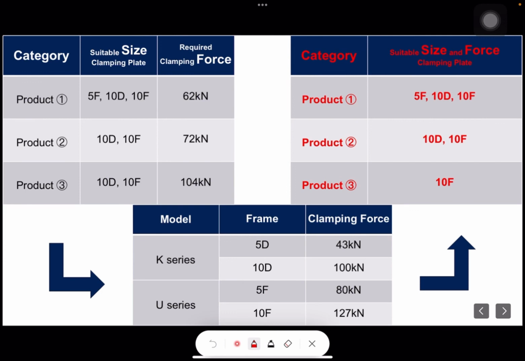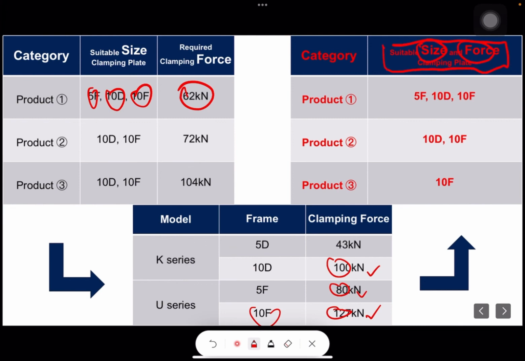Okay. Finally, on this page, we can come to one true conclusion. Product 1 matches the required clamping force of 62 kN with 5F, 10D, 10F, as you can see here. 5F, 80, okay. 10D, 100, okay. 10F also okay. So the conclusion is for the suitable size and force, product 1 can be made by 5F, 10D and 10F. This is the first conclusion.